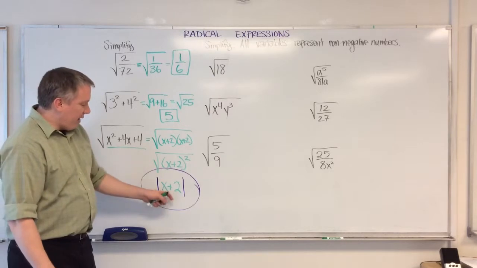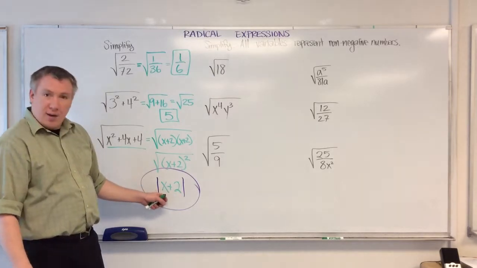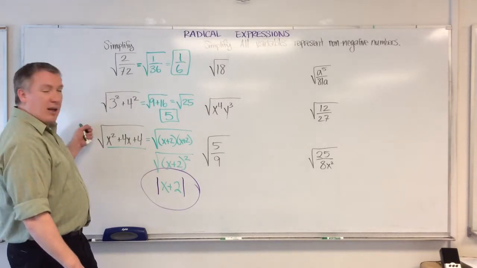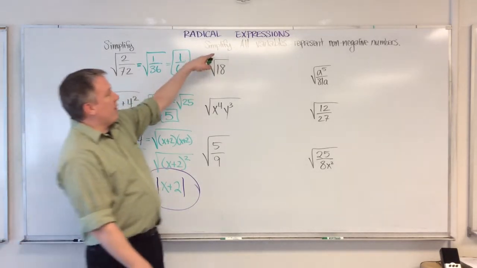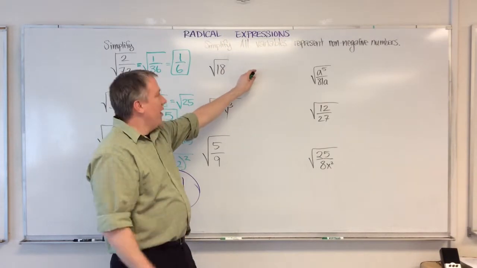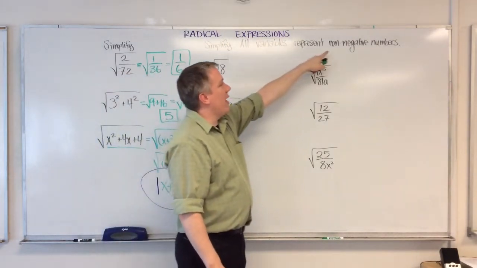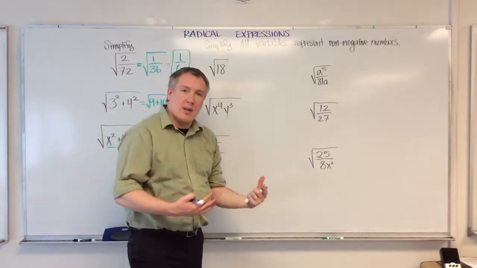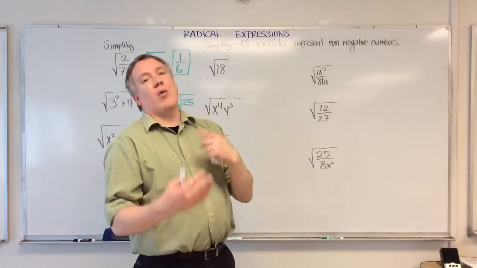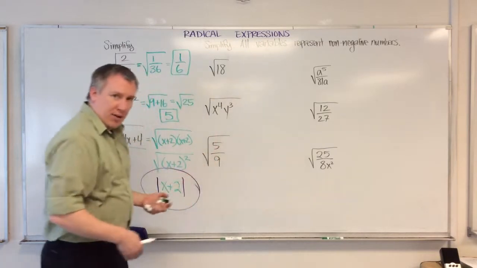That's just to prevent this part from becoming negative, because remember, you can't take the square root of a negative. If it says simplify, but then adds the caveat that all variables represent non-negative numbers, that means if I get an answer with an x in it, it's not negative, so I don't have to worry about the absolute value.